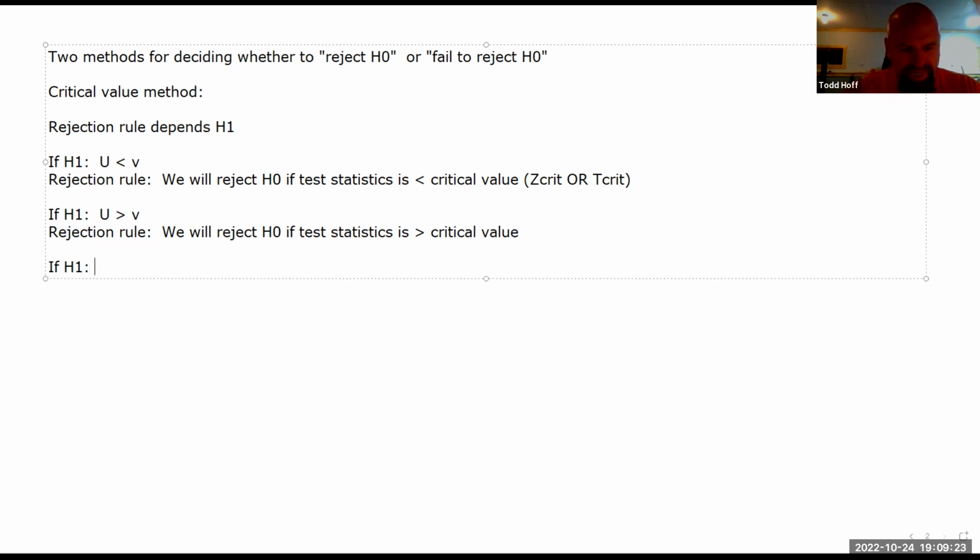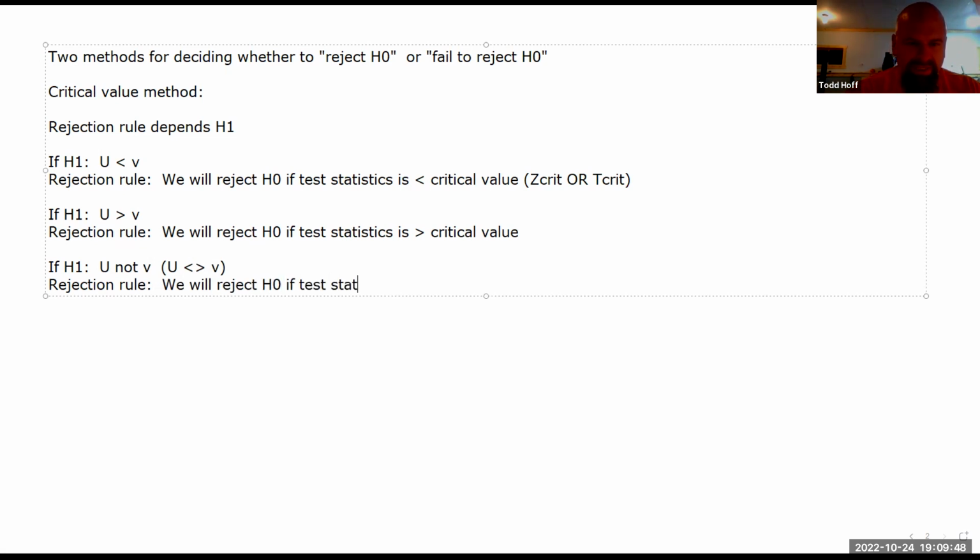And if the alternative hypothesis is not equal to, so mu is not equal to a value, sometimes also written as the mean is greater than or less than a given value, then the rejection rule has two different critical values. They're the same number, just one positive, one negative. We reject H0 if the test statistic is less than the negative critical value, or if the test statistic is greater than the positive critical value. So we reject on both tails. That's why that's called a two-tailed test.